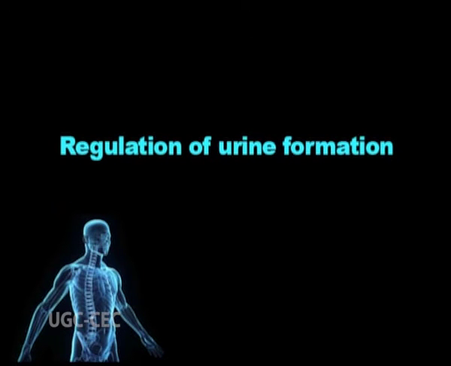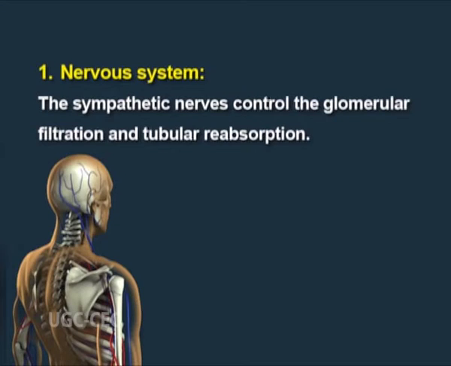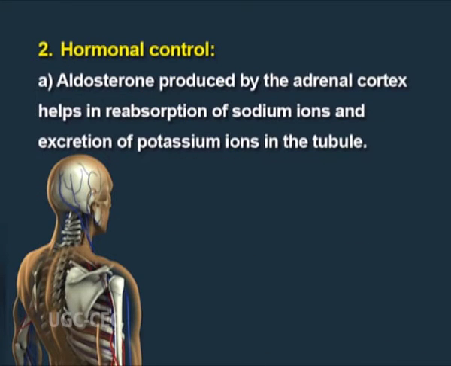Regulation of urine formation. The urine formation and excretion is under the control of nervous system and endocrine glands. The nervous system: the sympathetic nerves control the glomerular filtration and tubular reabsorption. Hormonal control: Aldosterone produced by the adrenal cortex helps in reabsorption of sodium ions and excretion of potassium ions in the tubule.